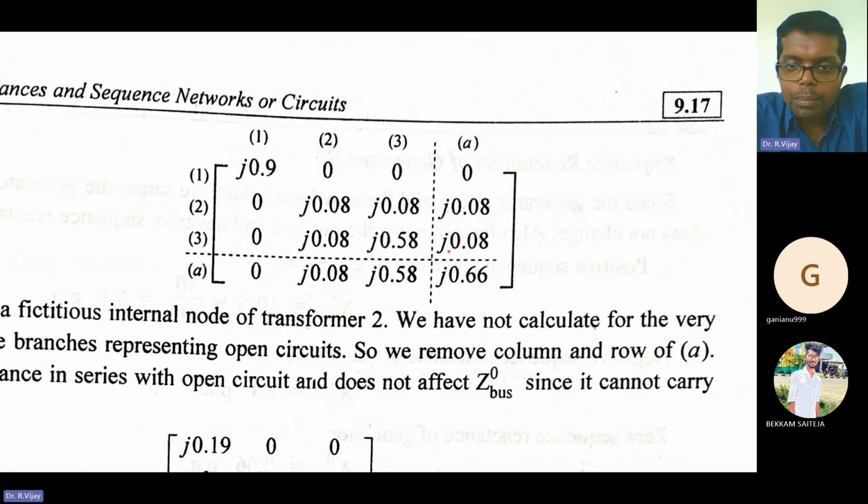This element, how does it come? This element is j into 0.58 plus j into 0.58 plus the new element. What is the new element now? The new element from the problem, from the data you see from the problem, that is 0.08. This is 0. Okay, so if you add this, take your scientific calculator, you add this, it will come as j into 0.66. So that's why we have written over here. I hope you are clear up to this.